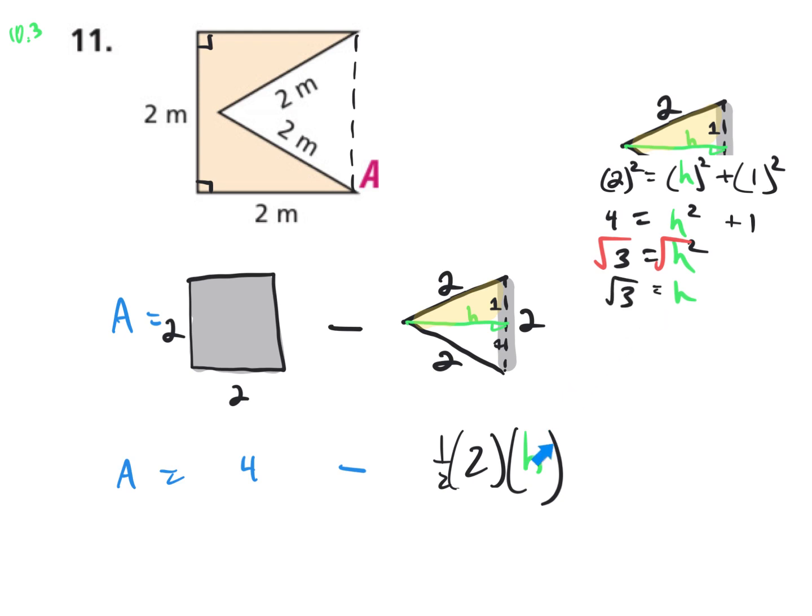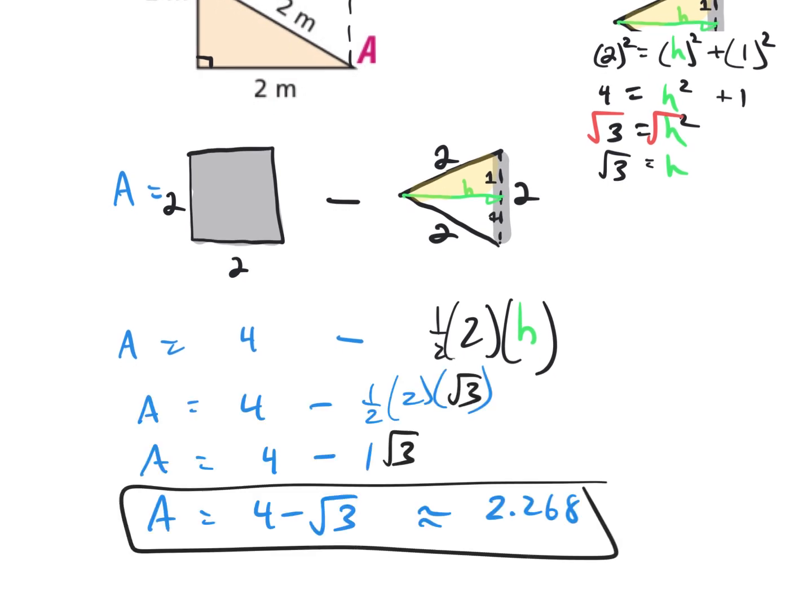So come on down here to our formula then, where we're finding the area of the entire square minus the area of the white space, which is a triangle whose area is 1/2 times its base of 2 times the height, which is the square root of 3. So 1/2 of 2 is 1. So the exact answer is 4 minus the square root of 3. And the decimal approximation is about 2.268.